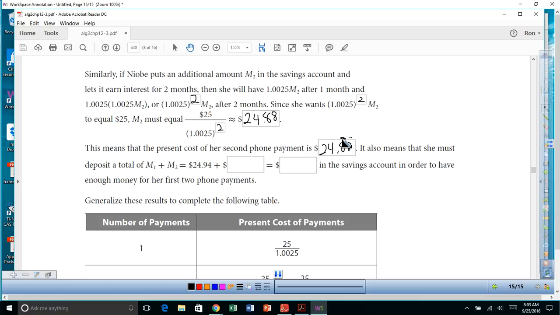It also means that she must deposit a total of M1 plus M2, which is $24.94 plus $24.88, and that equals $49.82 in the savings account in order to have enough money for her first 2 payments.